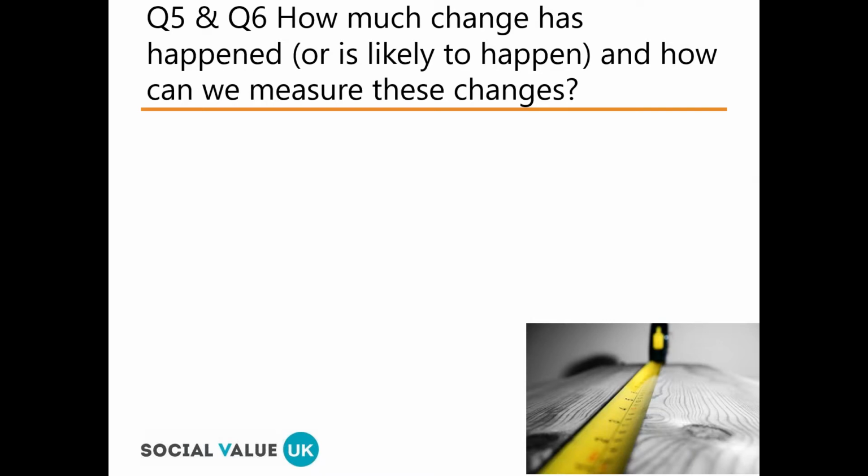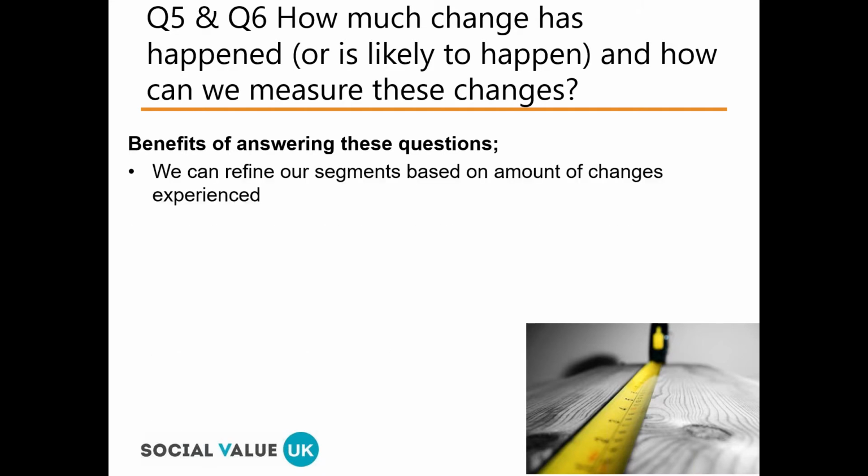We now want to start to assess these changes in a quantitative sense. So questions 5 and 6 go together. Questions 5 and 6 fundamentally are asking us, how are we going to measure the extent of change or the delta of change? What indicators are we going to use to do so? And that will tell us how much change has happened, or again, if we're looking to forecast, how much change we expect to see.